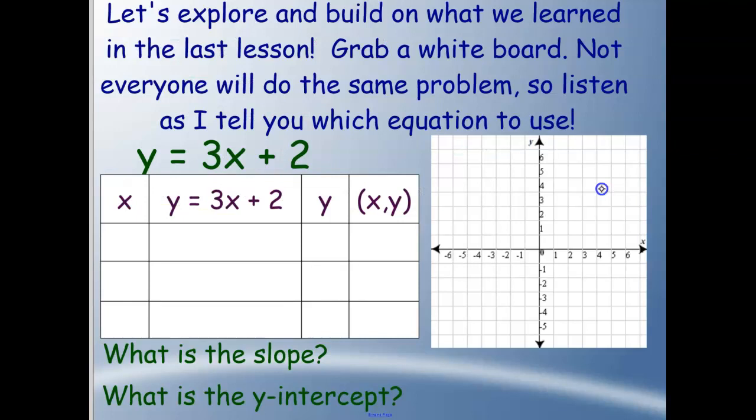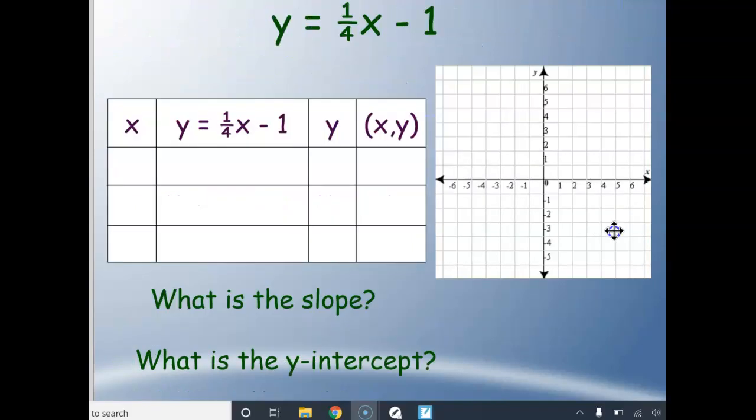Okay, so in the last lesson, we learned how to take an equation, make up some x values, throw it through the equation, get some y values, and graph it. So we're going to build on that, and we're going to get a little practice in.